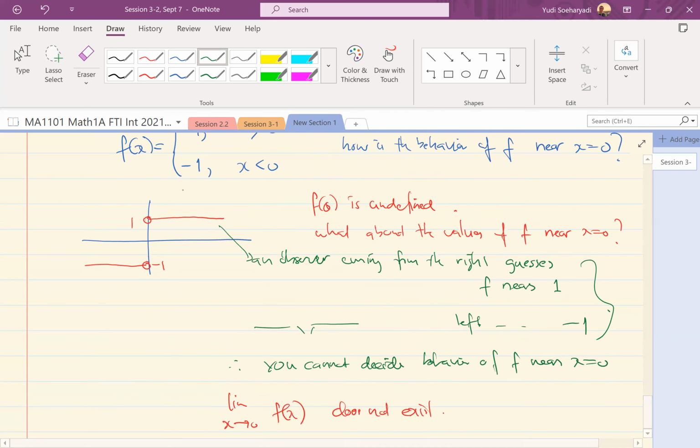We would say later on, this is the limit from the left. This is, sorry, limit from the right. This is limit from the left. Okay.